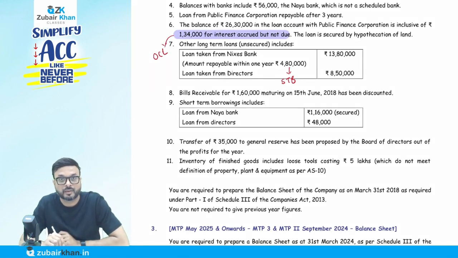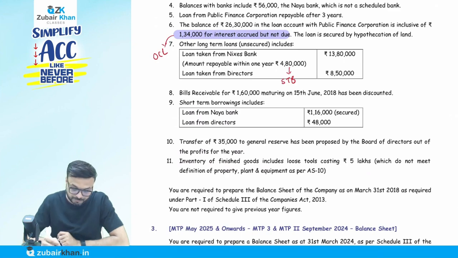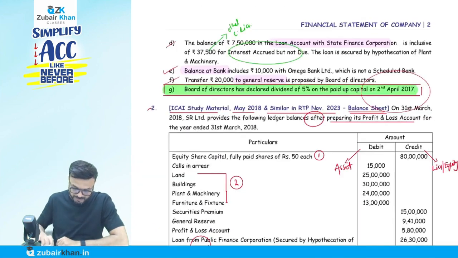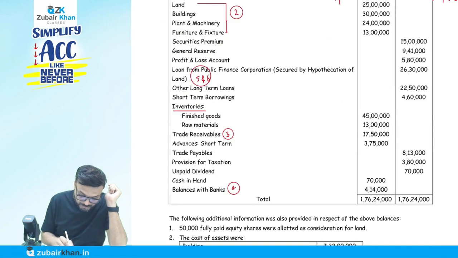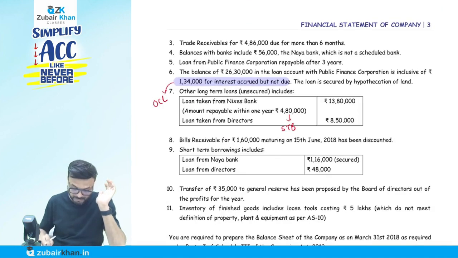Okay. Now loan taken from directors, 8,50,000. But they are talking about other long-term loans. Is other long-term loan mentioned anywhere here? Yes, you can see here in the trial, other long-term loan. It is mentioned in point number 7. Other long-term loans.